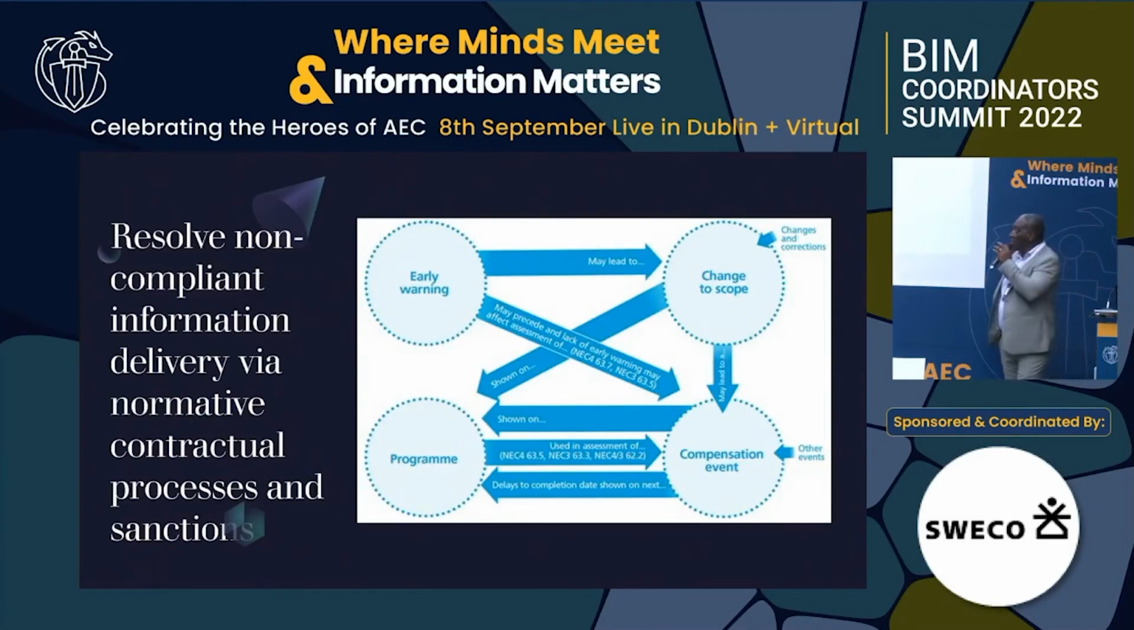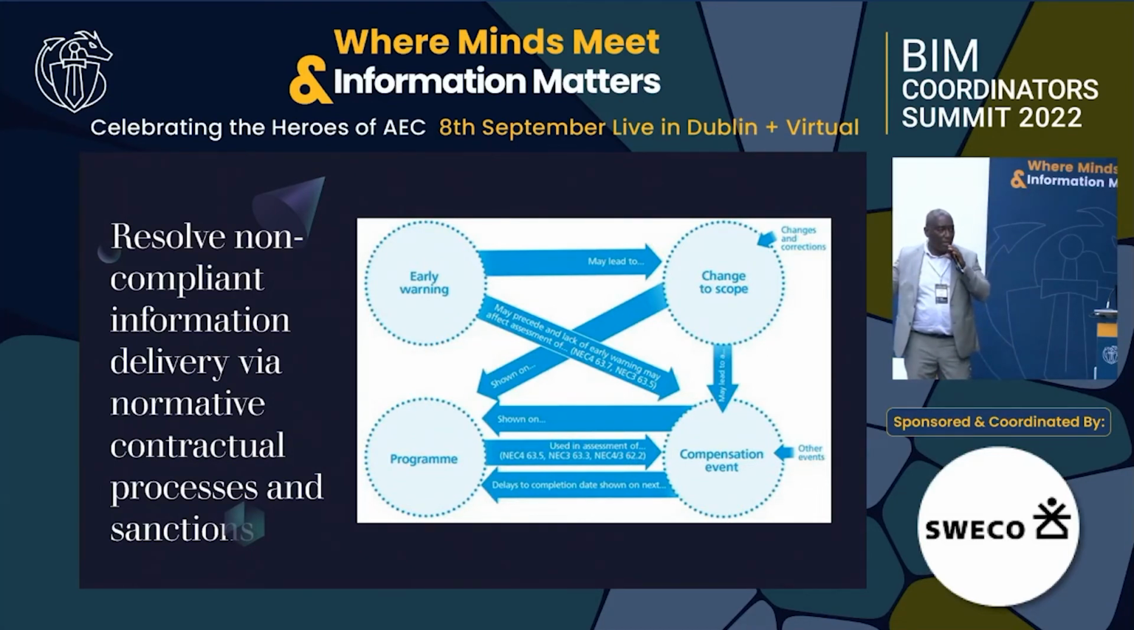The other thing that I'd like to make a point of, and again, it's difficult to see here, is that we use the normative contractual mechanisms to resolve non-compliance. We're not trying to reinvent the wheel and come up with a new set of sanctions. So if it's around NEC early warning notices, risk reduction meetings. Obviously, you've got compensation events if something is outside of scope. But I can't stress it enough. You have to work within those mechanisms rather than trying to reinvent the wheel. Very important point to make.